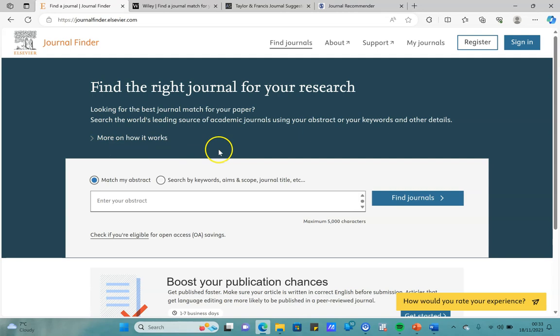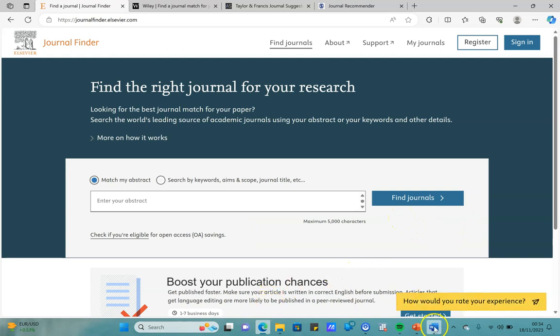To use this system, you actually have two options. Either you can copy and paste your abstract, or you can search by keywords, aims, scope, or journal title. So that is a bit more specific. If you do not have that much specific information, and all you have is just an abstract, you can always copy and paste your abstract and have a look at the journals.